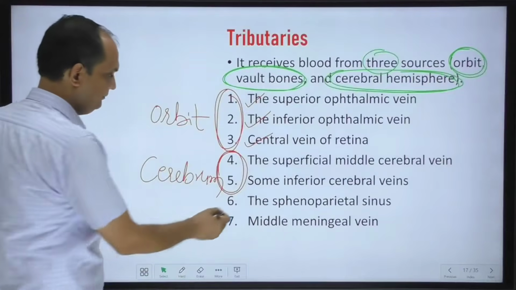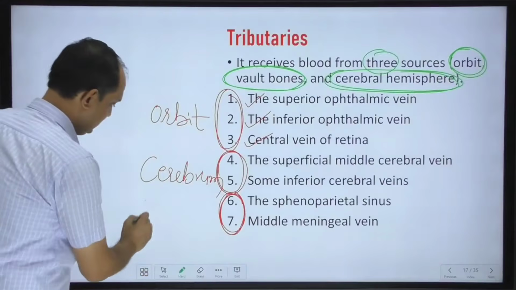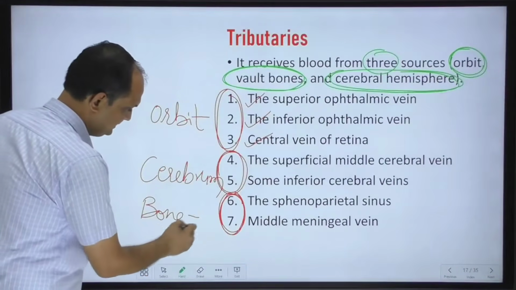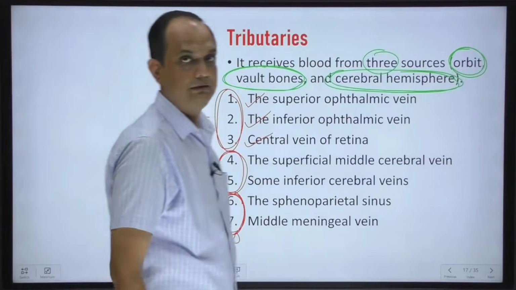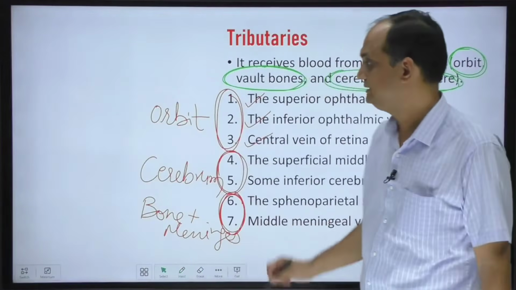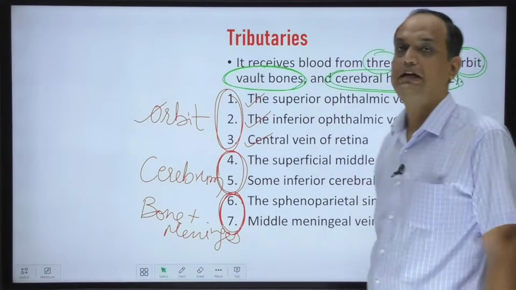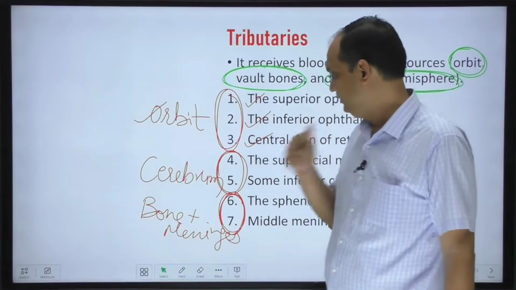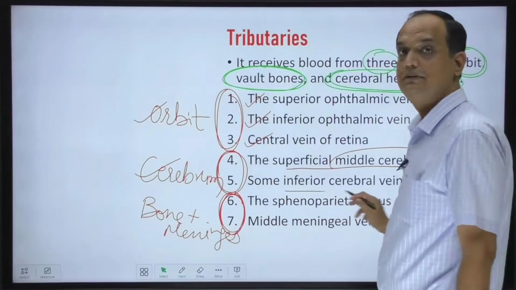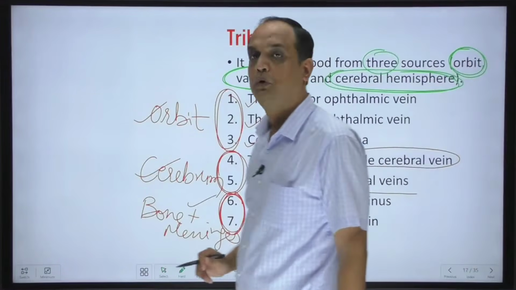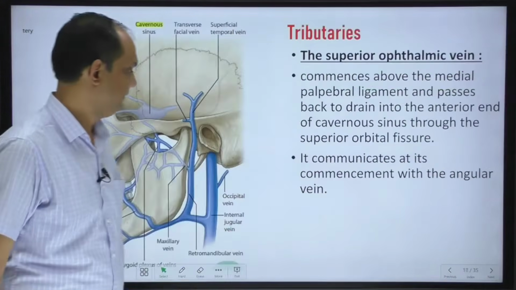Plus you have the veins, those are draining your bone plus meninges. They are draining bone plus meninges. Clear? So whenever you are reading the source of the blood into the cavernous sinus, you are having three sources. From the orbit: superior and inferior ophthalmic vein and central vein of retina. From the brain: superficial middle cerebral vein and sometimes inferior cerebral vein. Then from the bone and meninges, we have sphenoparietal sinus and middle meningeal vein.